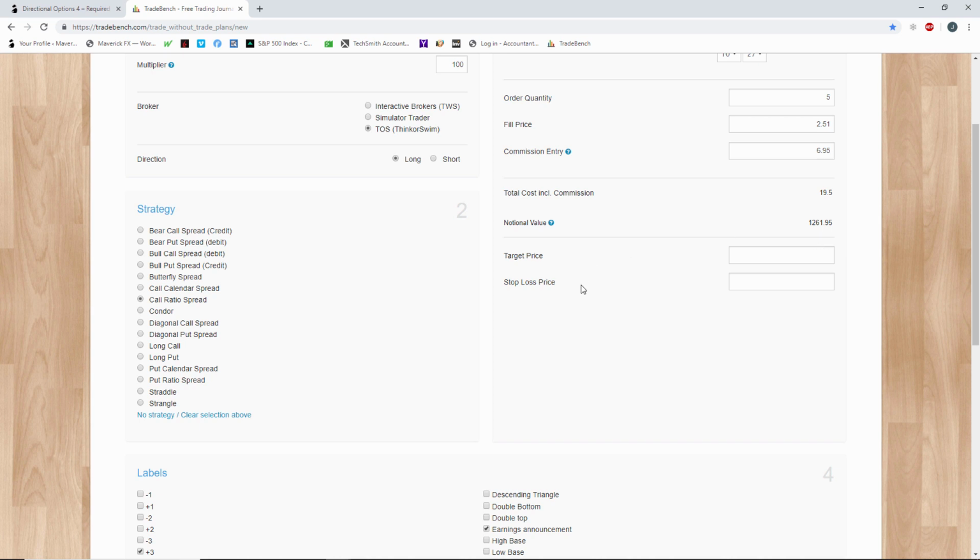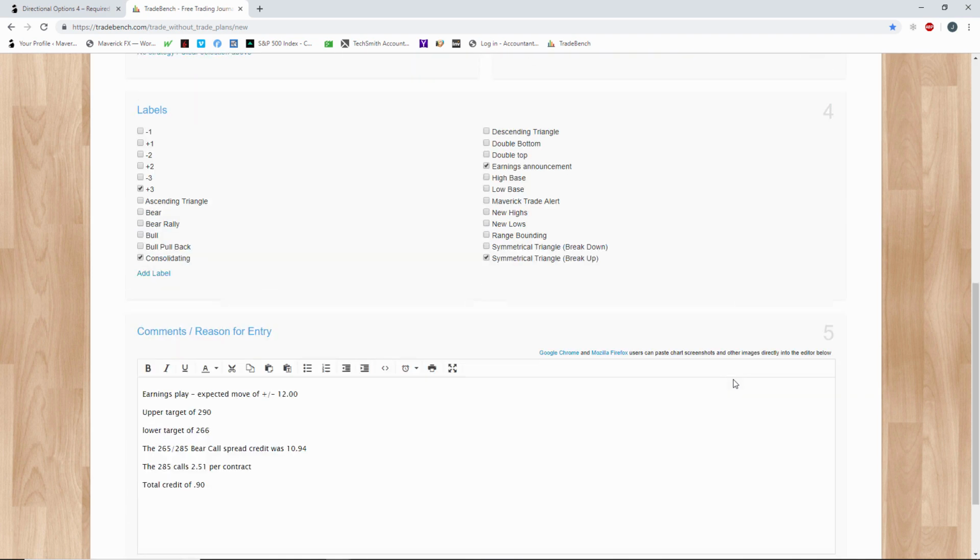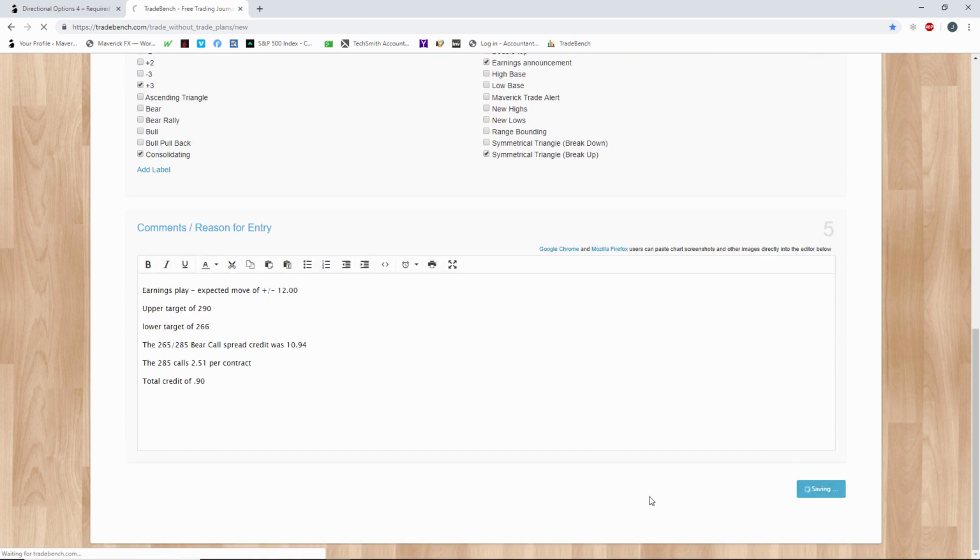Now the target price and the stop loss price I superseded because this just messes up the math in Tradebench. But what's awesome, if you scroll down here, folks, guess what we did? We put it right down here in the comments. This is also so much easier when you go to review your trades. So everything's looking pretty good. Let's go ahead and submit, and it'll tell me if I've missed any boxes, but I don't think I have.